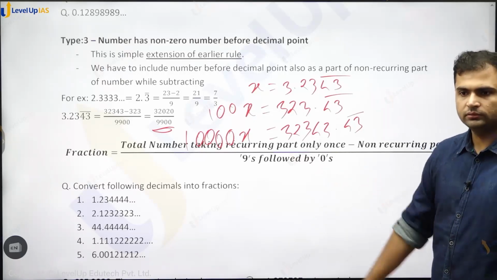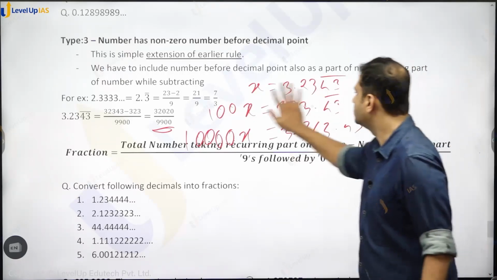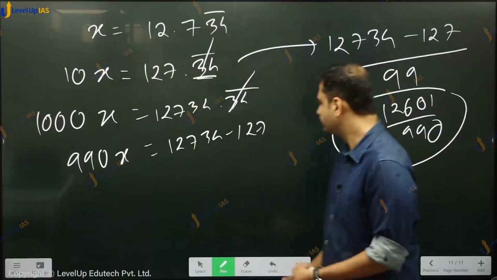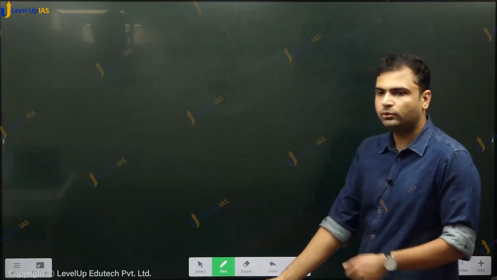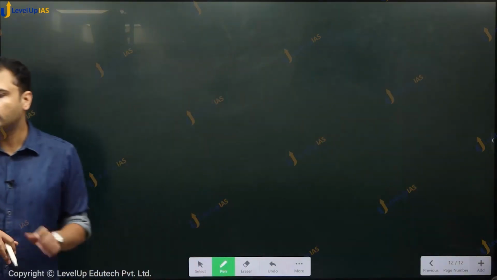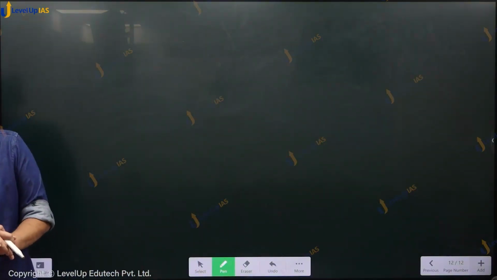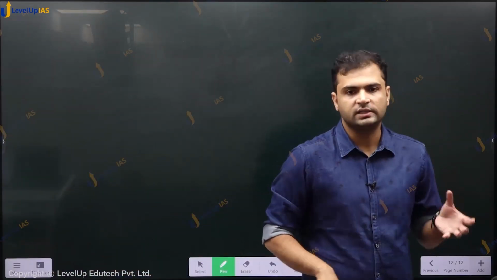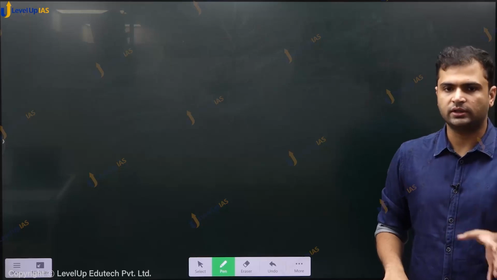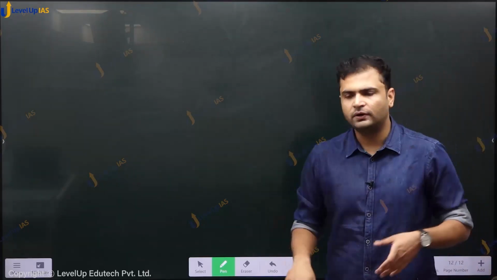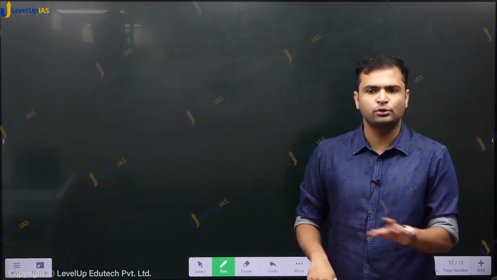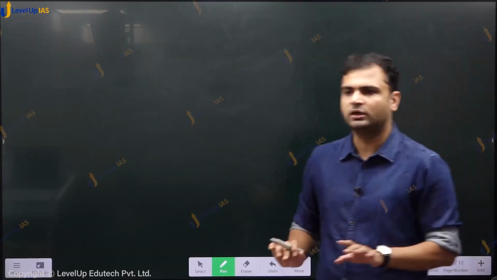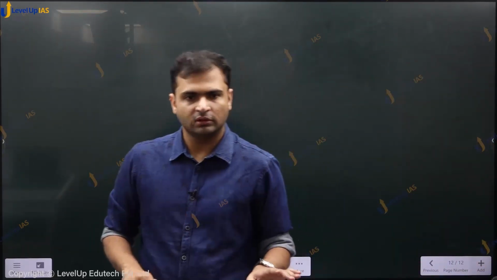Understood, right? This is the final case. So if we have to recap everything, what we were trying to do was convert our given decimal number into a fraction, right? For terminating fractions there was no issue. For terminating ones, just multiply numerator and denominator by the relevant power of 10, and that's it, right?